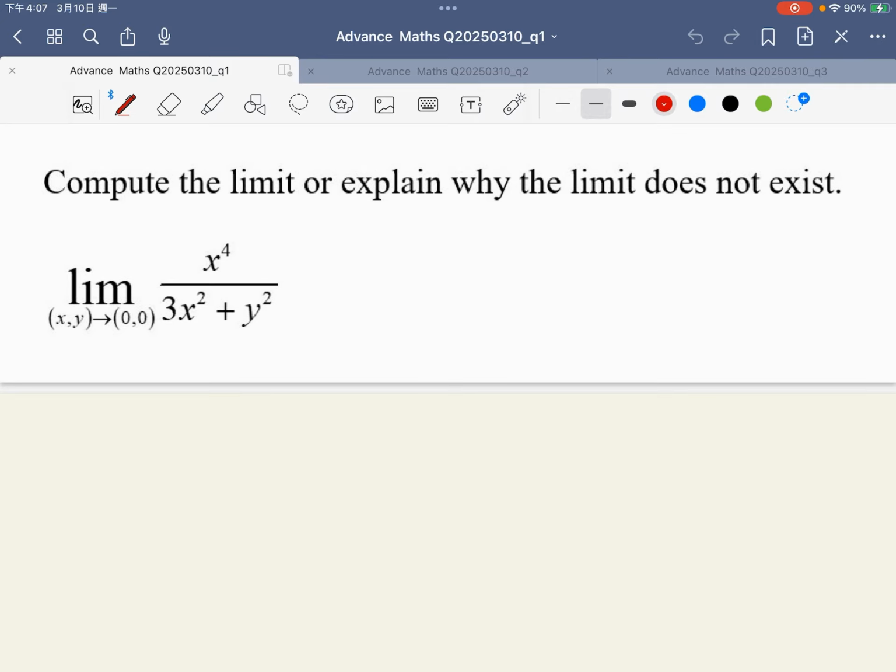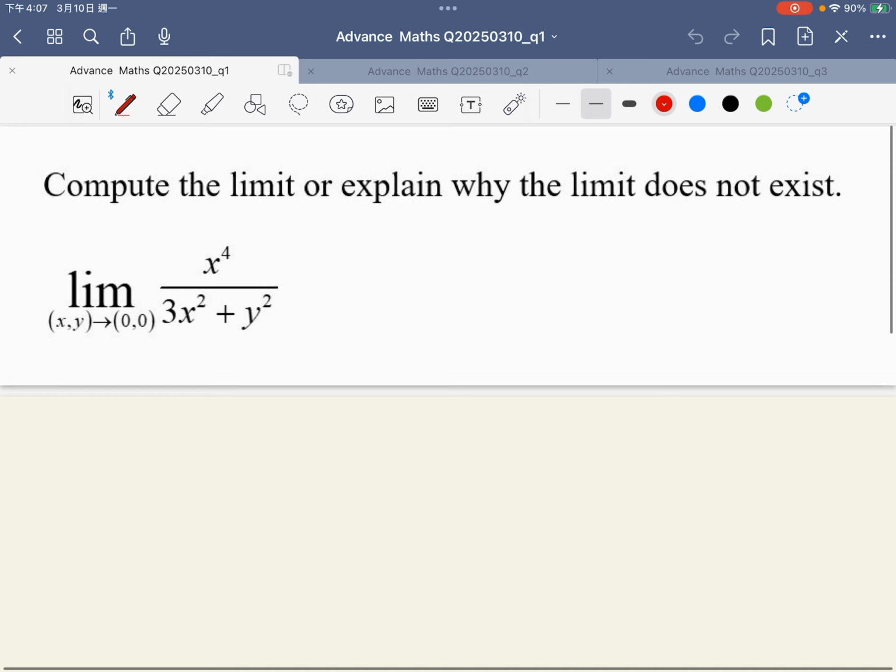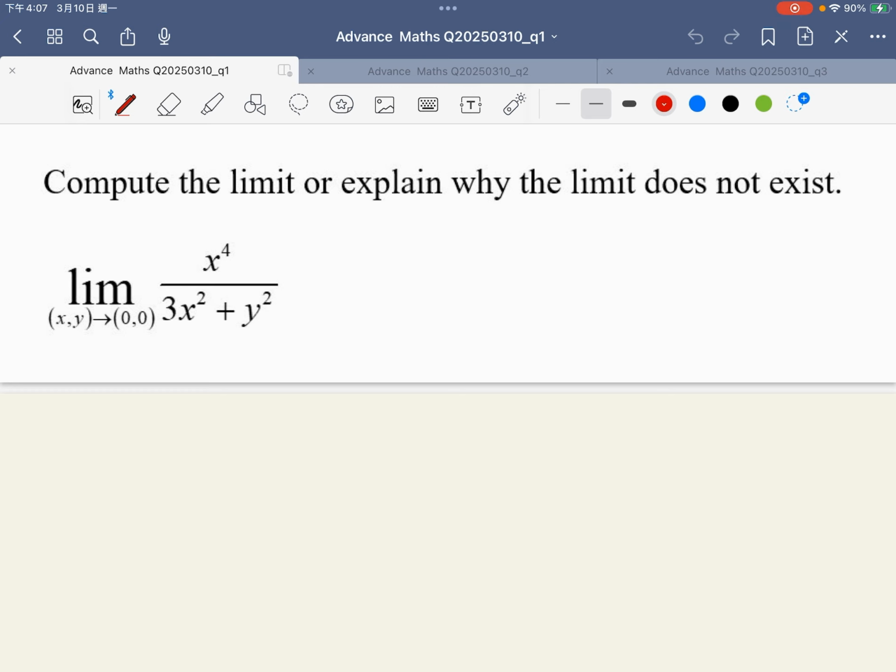This question is from one of my students on my YouTube channel, and he asked me how to calculate a limit and explain whether the limit exists or not. But I have here a complete method to show how to determine whether a limit exists or not.